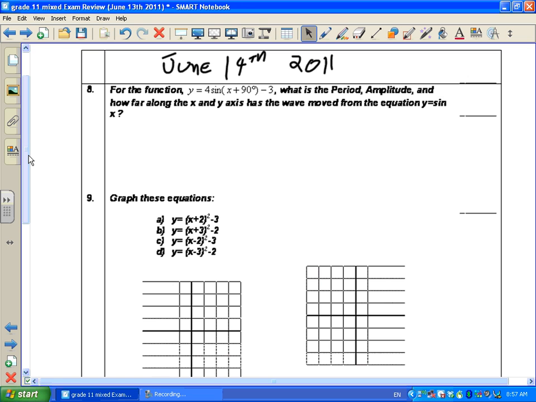So the question says, for the function y equals 4 sine (x plus 90 degrees) minus 3, what is the period, amplitude, and how far along the x-axis has the wave moved from the equation y equals sine x? So they're talking about a shift from the original one. You guys remember, just like in a parabola, this is our A. Think of this as our H. And this is our K.